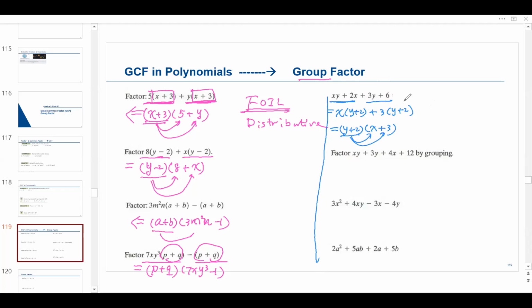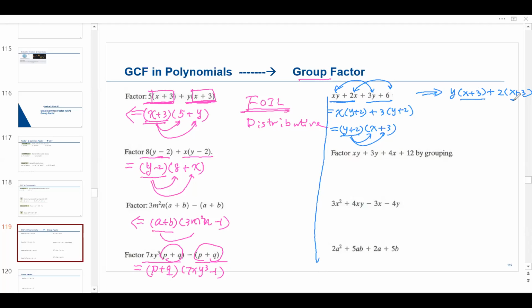Okay. People may ask, why can't I pick these two as a group? Yes, you definitely can. Let's do this one. Pick these two as a group and these two as another group. All right, so what will change? First, y is the common factor for xy and 3y, so the rest is x plus 3. The second group is 2x plus 6, so 2 is their common factor, leaving x plus 3.